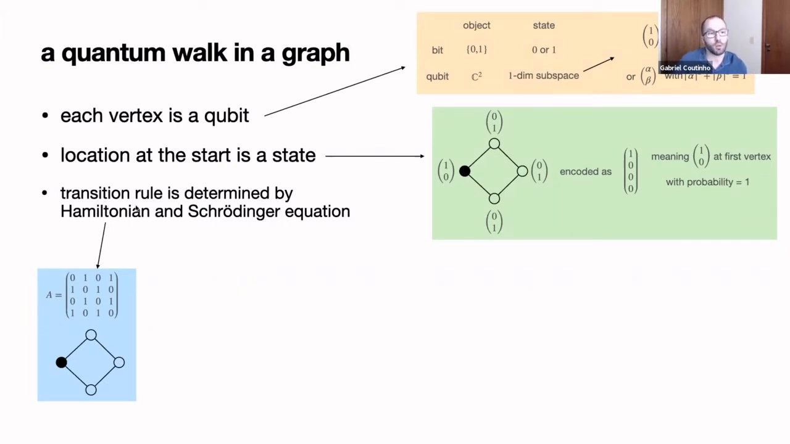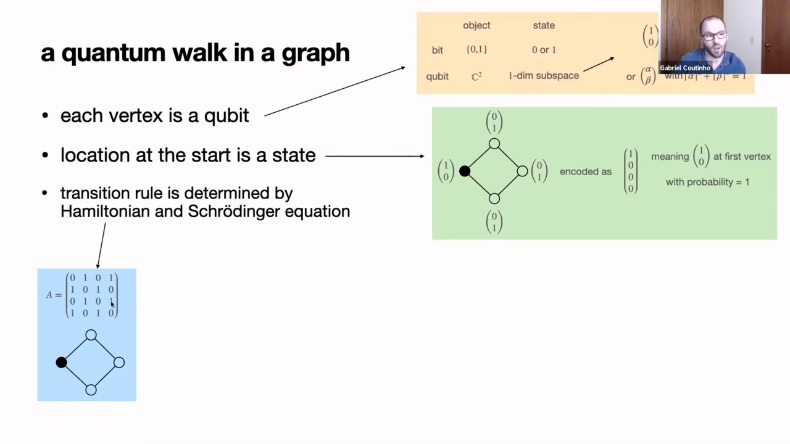Now, the transition rule is determined by two things, a Hamiltonian and Schrödinger's equation. The Hamiltonian is the force that governs the interactions in the graph. When I think of a graph, it's very natural to think that the Hamiltonian is going to be the adjacency matrix, meaning that this edge will represent interaction between the particles which sit here and here. And the fact that there is no edge here means that these two things do not interact. This interaction, of course, is physically explained. We don't need to get into the details. But the Hamiltonian is a matrix.